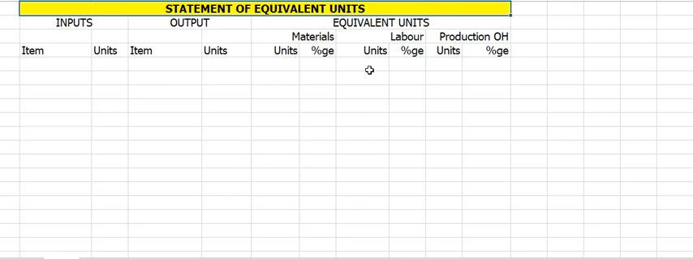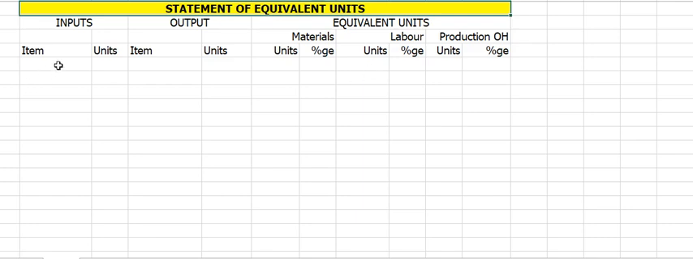Of course, there are two methods which we can use when it comes to allocating the opening work in progress costs to production, that is FIFO and then the weighted average method. But now let us first see how to come up with the statement of equivalent units before we go into the FIFO and the weighted average method.